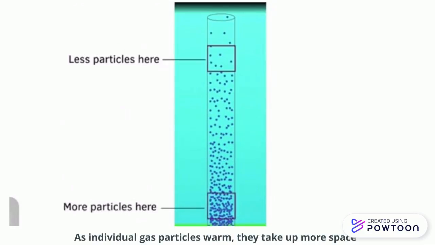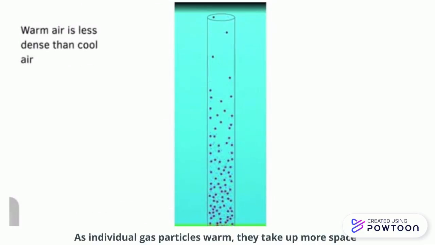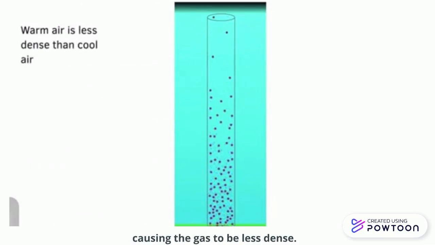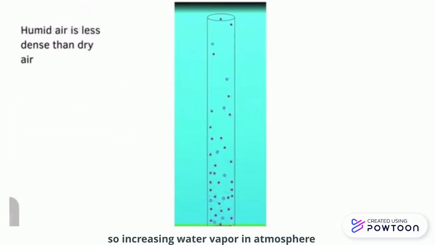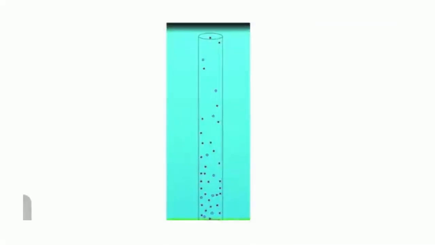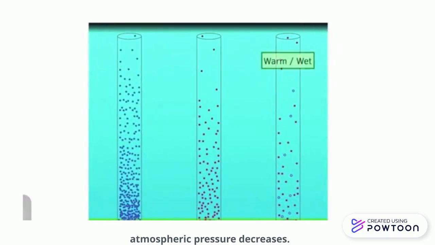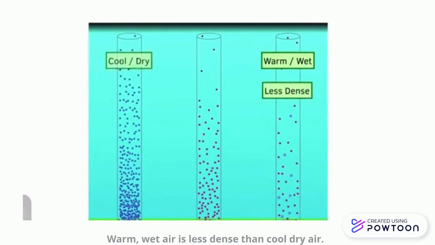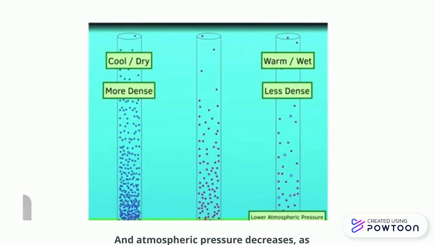As individual gas particles warm, they take up more space, causing the gas to be less dense. Water vapor also decreases the density of air, so increasing water vapor in the atmosphere decreases atmospheric pressure. As air gets warmer and gains water vapor, atmospheric pressure decreases. Warm, wet air is less dense than cool, dry air, and atmospheric pressure decreases as gas in the atmosphere warms.